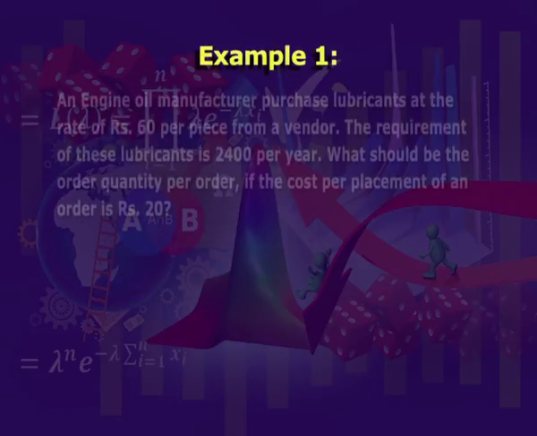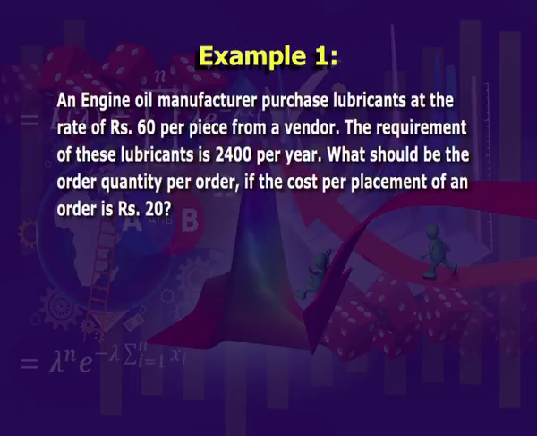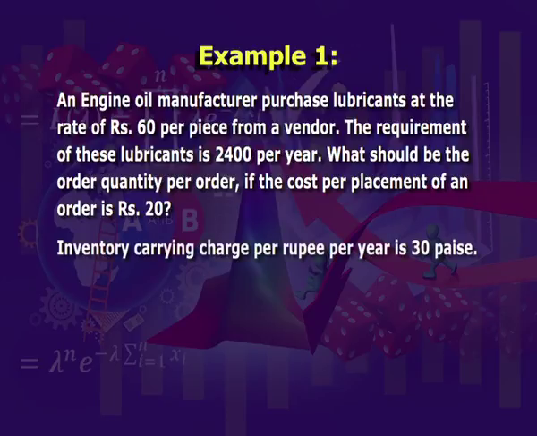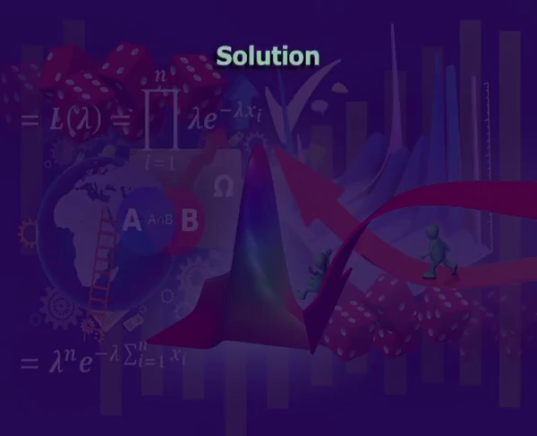Example 1. An engine oil manufacturer purchased lubricants at the rate of ₹60 per piece from a vendor. The requirement of these lubricants is 2400 per year. What should be the order quantity per order if the cost per placement of an order is ₹20? Inventory carrying charge per rupee per year is 30 paise. Let us see the solution.